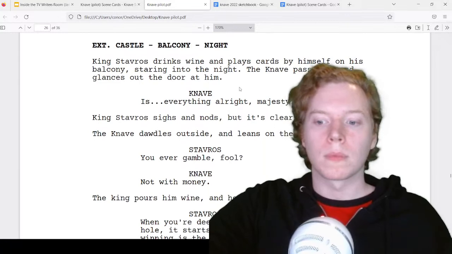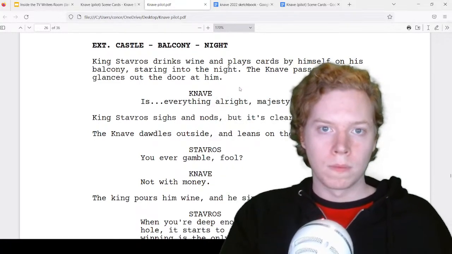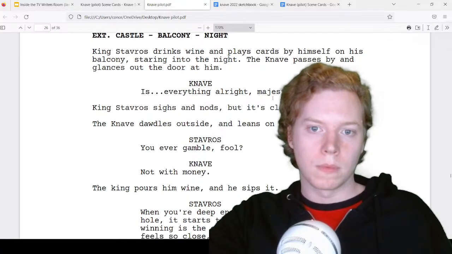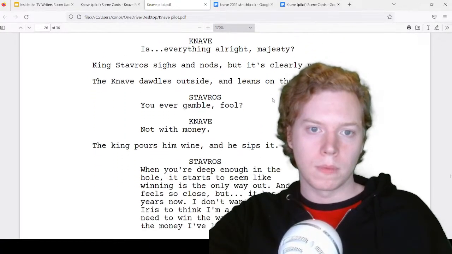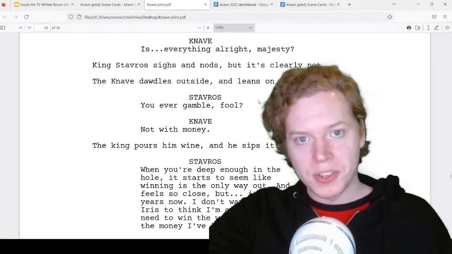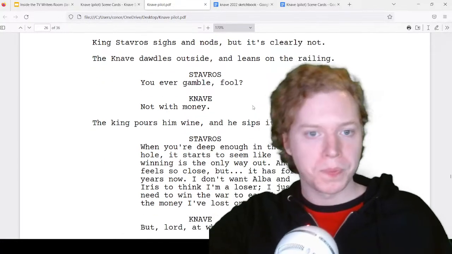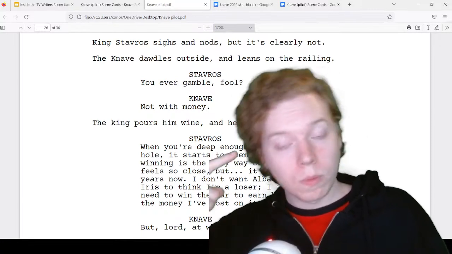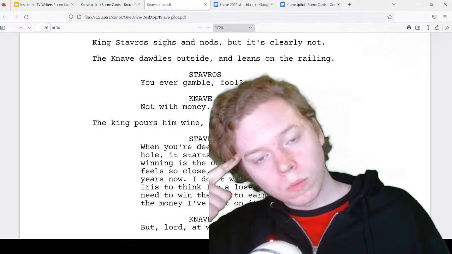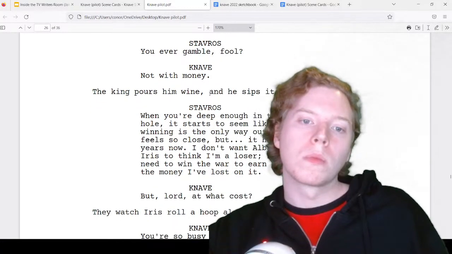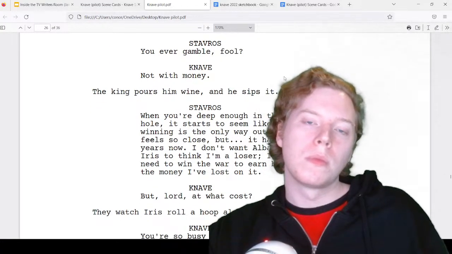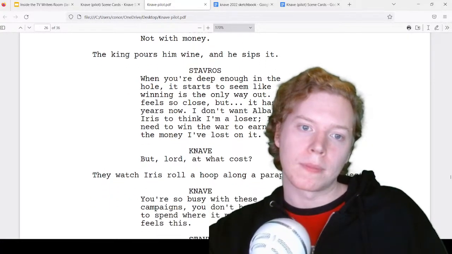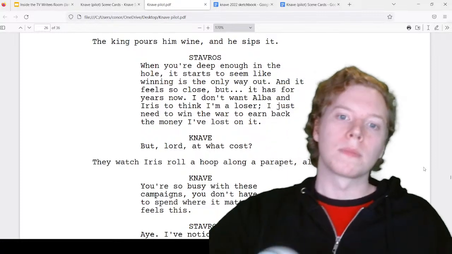Exterior castle, balcony, night. King Stavros drinks wine and plays cards by himself on his balcony, staring into the night. The knave passes by and glances out the door at him. Is everything all right, Majesty? King Stavros sighs and nods, but it's clearly not. The knave dawdles outside and leans on the railing. You ever gamble, fool? Not with money. The king pours him wine and he sips it.